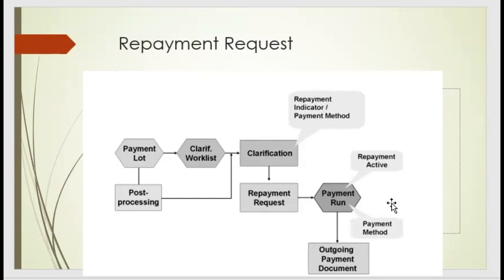So if something is not clear, we clear it, and once the repayment has happened, that is well and good. If something is more, we also do a repayment. And once that is done, the outgoing payment document is generated. For the customer who paid more or to whom we owe something, we create an outgoing payment document for that person.